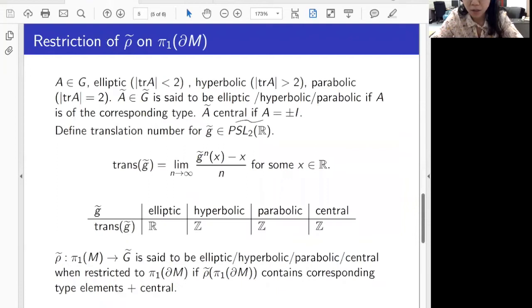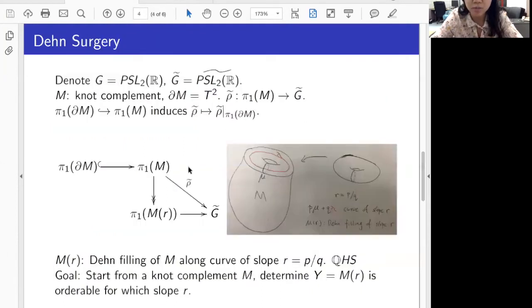And then we introduced the translation number of elements in PSL2R tilde and how to classify PSL2R tilde representations of the knot complement into elliptic, hyperbolic, parabolic, and central according to its restriction to the boundary. So in the second half of my talk, first I'm going to tell you how to parameterize PSL2R tilde representations of a knot complement.